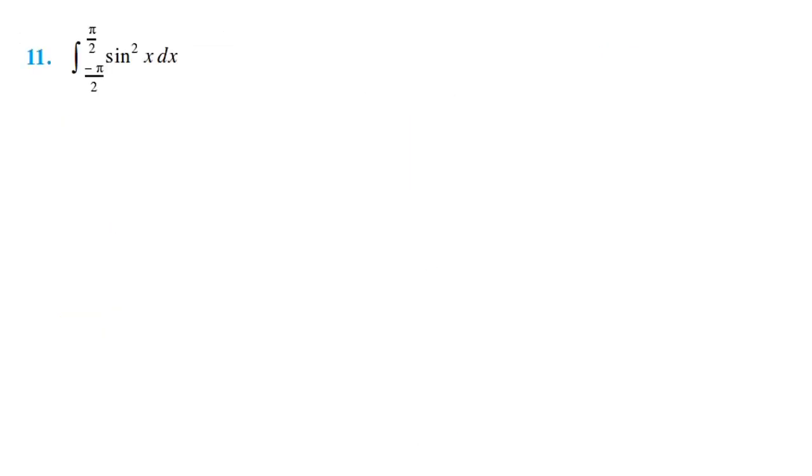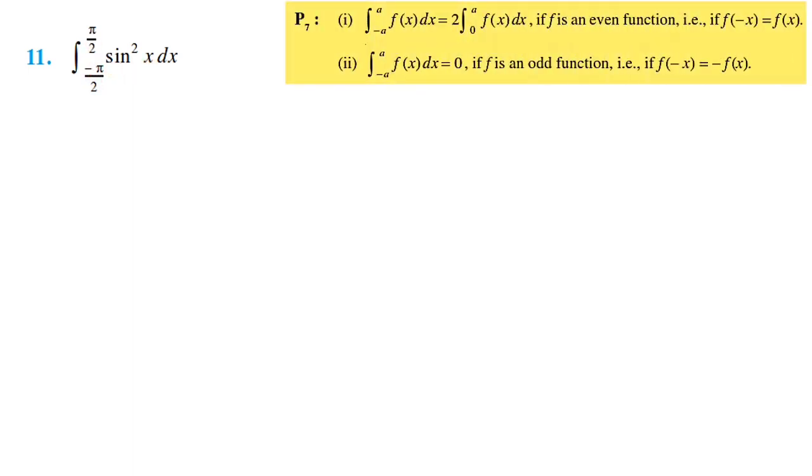Next we shall discuss the 11th question: integral minus pi by 2 to pi by 2 sine square x dx. Here, by checking the limits, we need to identify which property we are going to apply. See, this is in the form minus a to a f of x dx. There is a property we have learned, the last property: integral minus a to a f of x dx takes two values based on the function f of x. If f of x is an even function, it will come as 2 into integral 0 to a f of x dx, or if it is an odd function, it will take the value 0.